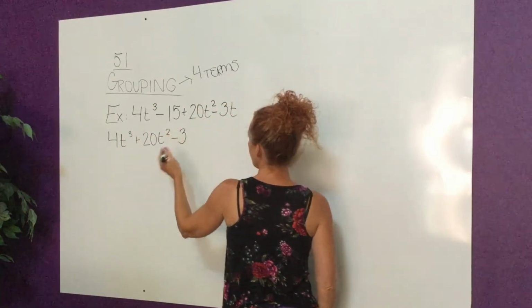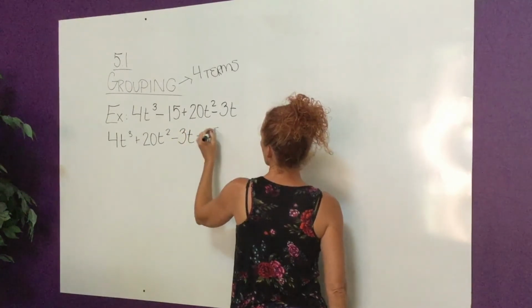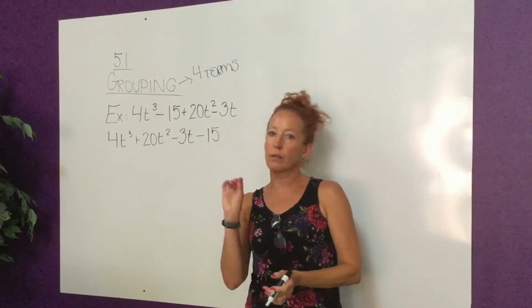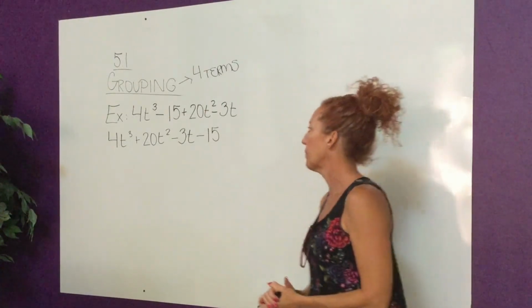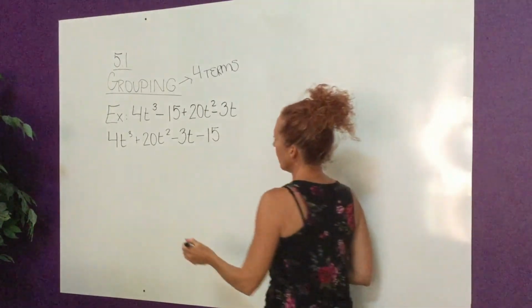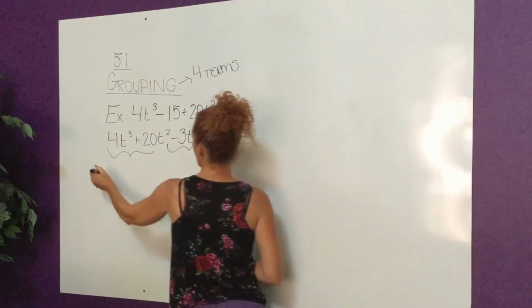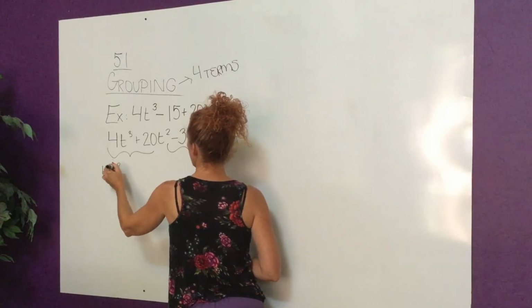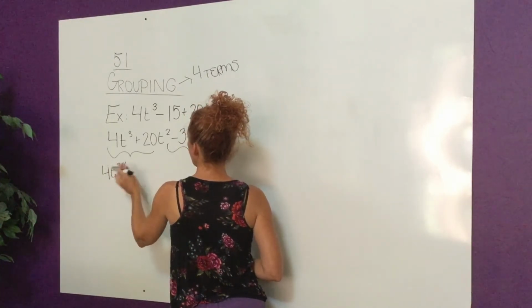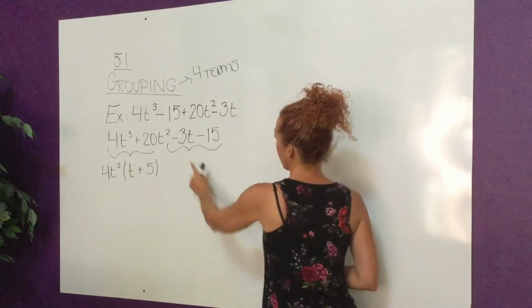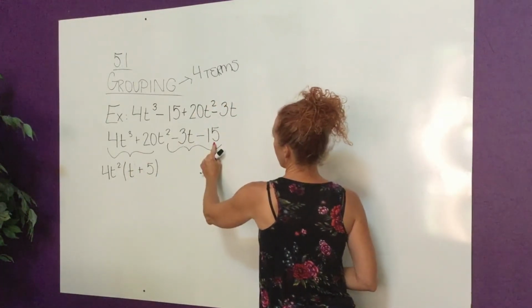And then you might even want to see how far you get with this one. Maybe pause. There is a little bit of a trick to this one, and I'll show you in just a second. So we're going to GCF. We're going to GCF. We're going to take out a 4t squared, and we're going to be left with t plus 5. And then we see these 2 right here.